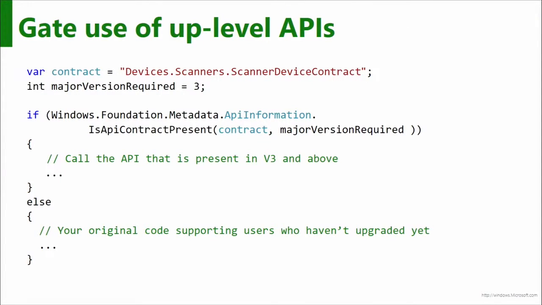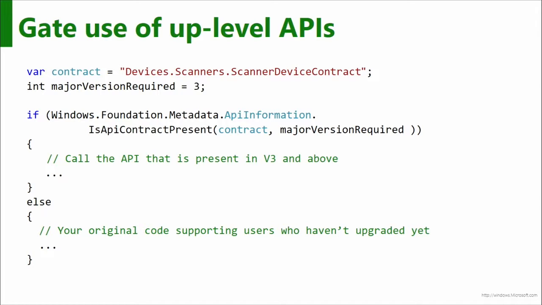Yeah, that's right. So the kind of pattern that you're going to use in code is a bit like this one here. I've chosen an example of a scanner device contract, just as an artificial example. You've got a new version 3 that's just come out, and you want to offer users who already have that version available on their device some new feature. So you're going to call the API that's present in version 3 of this scanner device contract if it's available on the device. But for people who haven't yet upgraded, you're still going to offer whatever behavior it was before, the not quite so good scanner experience, whatever that might be. So this is the kind of pattern.